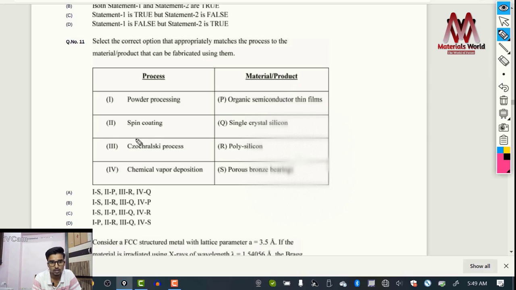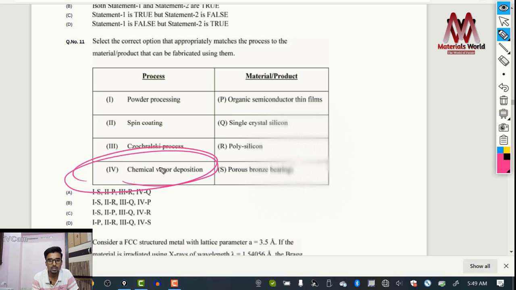Another point is the Czochralski method. This is purely for semiconductor single crystal synthesis. This is for single crystal silicon, and I will upload some videos on it. You can check from the playlist also.